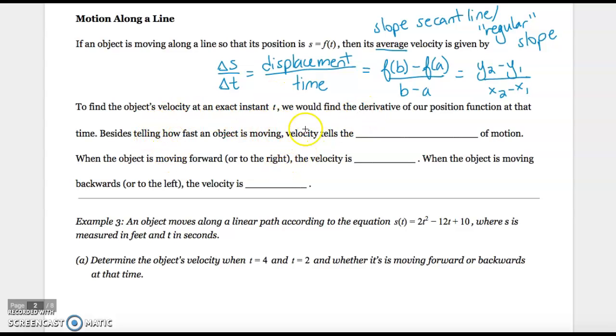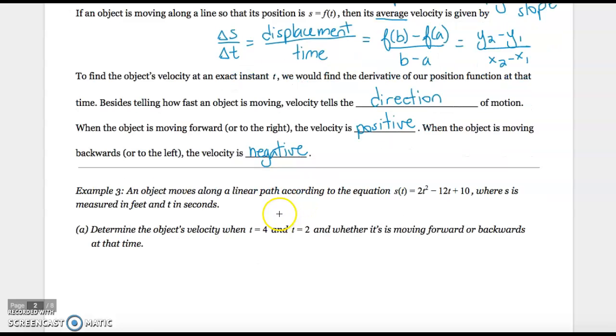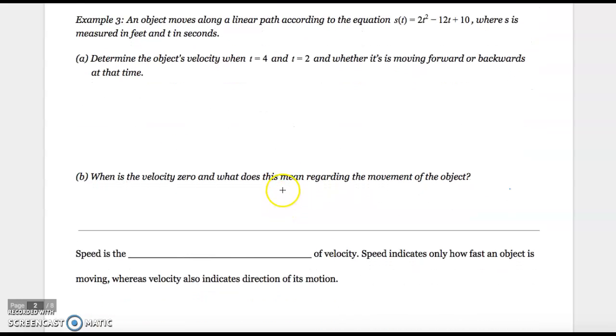Besides telling you how fast an object is moving, velocity also tells you the direction of motion. When an object is moving forward or to the right, and this is the accepted consensus among mathematicians and scientists, the velocity would be considered positive. So if you have a positive velocity, that means your object is either moving forward or to the right, depending on the problem. When the object is moving backwards or to the left, the velocity would be considered negative. Okay, so let's try one of these problems. In this example, an object moves along a linear path according to this equation.